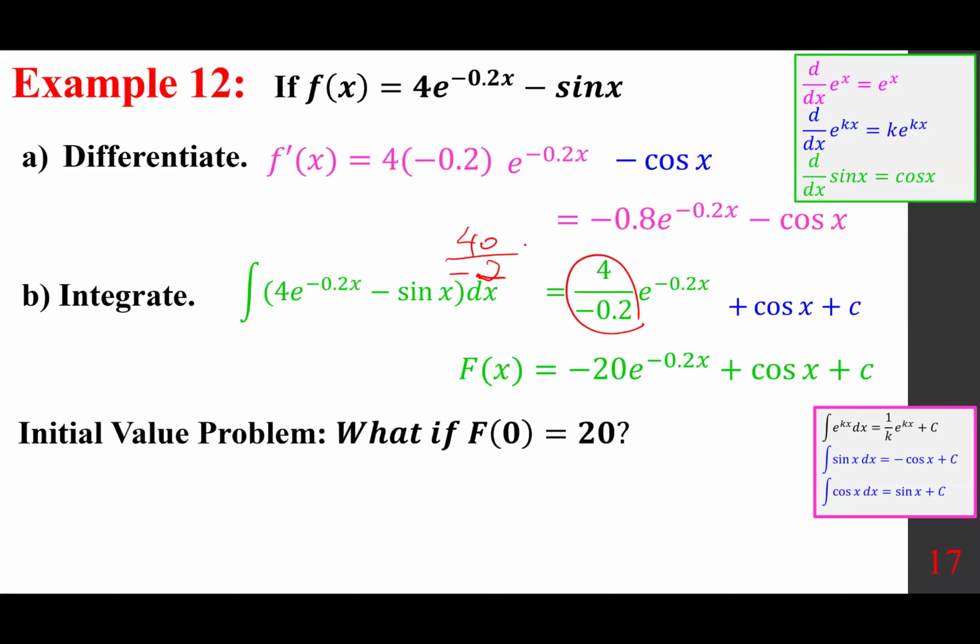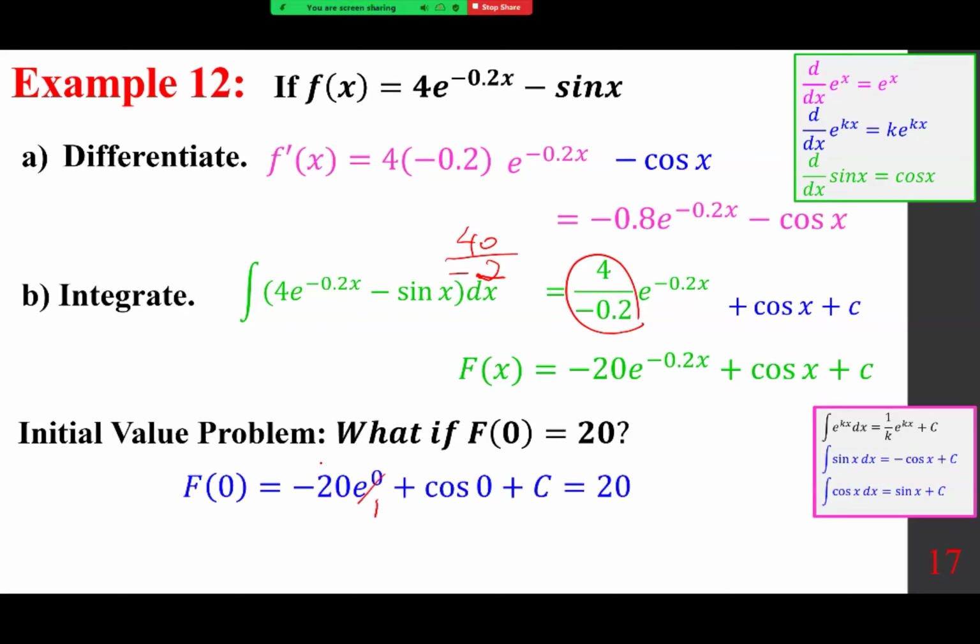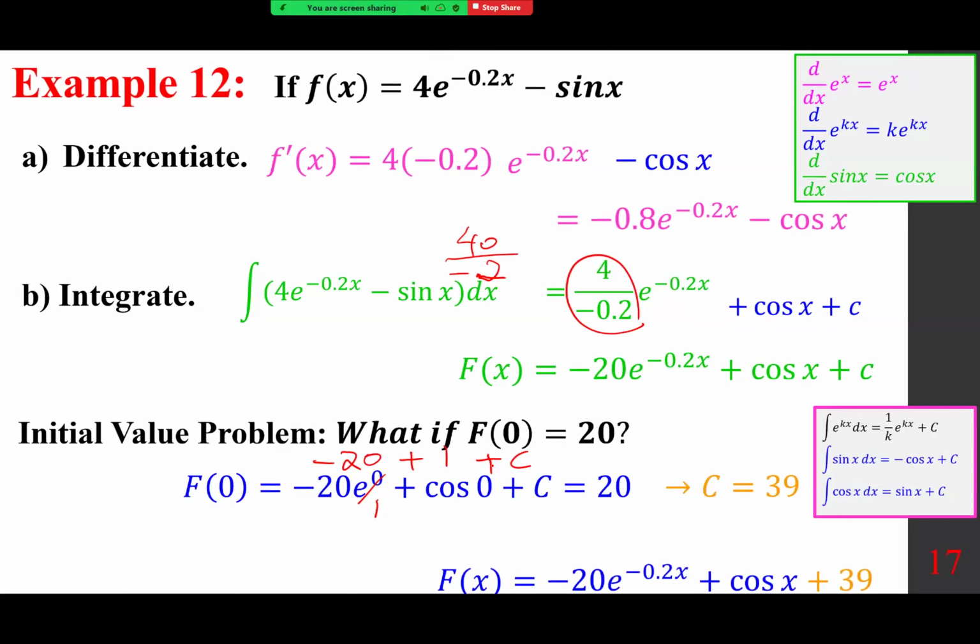Now, we're going to look at the same question. And what we are going to do is add an initial value, f of 0 equals 20, which means when x is 0, f of x or y is 20, and we want to find the constant. So let's see what happens. E to the power of 0 is 1, so this is minus 20. Cosine 0 is 1. Negative 20 and 1 is negative 19. Move it to the other side, becomes positive. C becomes 39. This is the function.